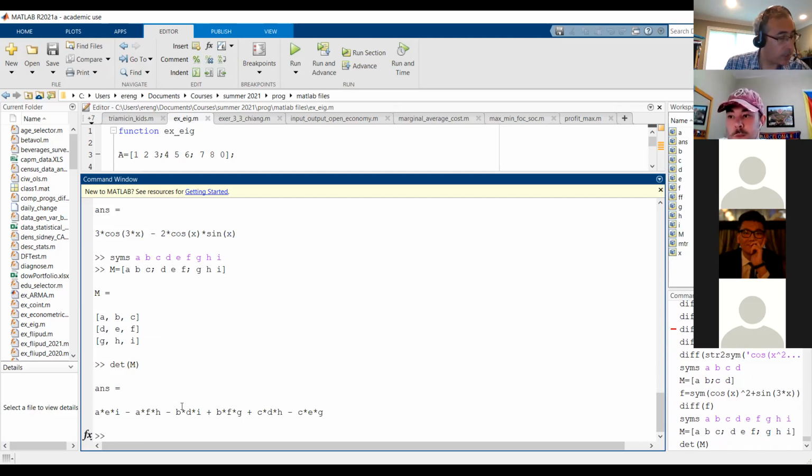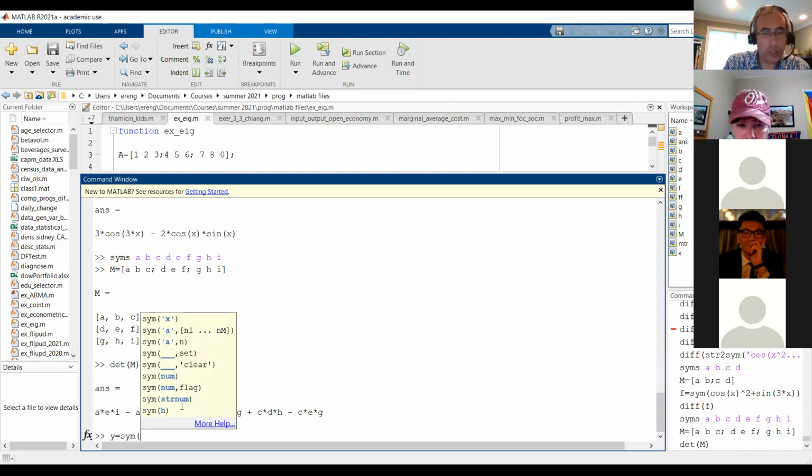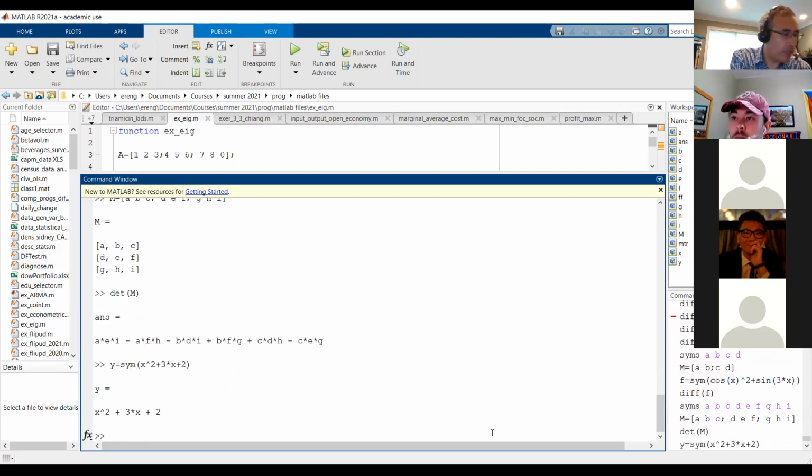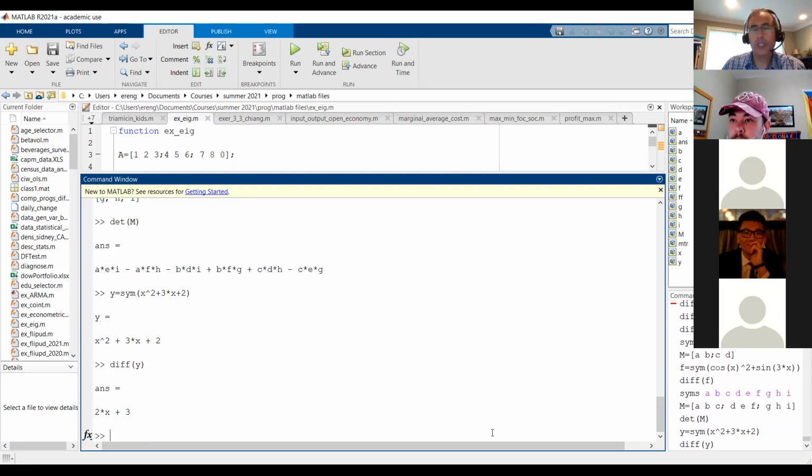Where's the other one? Yeah, so I define y equals, well, I will define this as a symbolic x squared plus 3 times x plus 2. And then I am asking for, again, diff of y. And that's it. Make sense? So it's 2x plus 3. Here's your answer. Make sense to you guys?